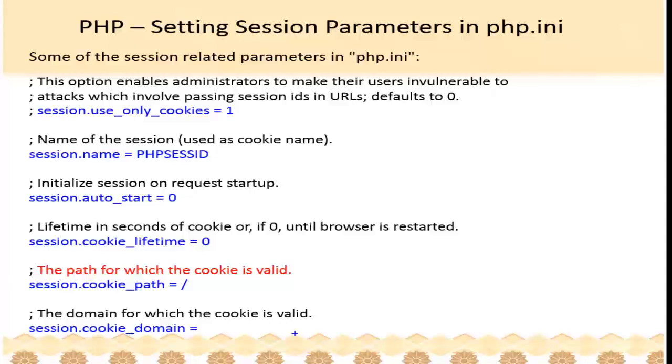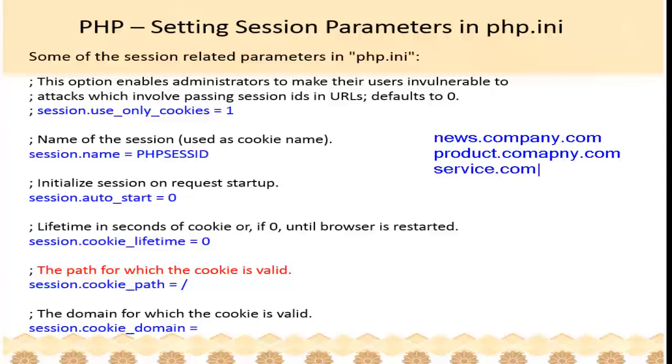Usually, how do you make the distinction? The general way is you may have news.company.com, or you may have something like product.company.com, or sales, or service.company.com. So you can say that some cookies will come only to this location, some cookies will come only to this location, and the others will come only to this location.